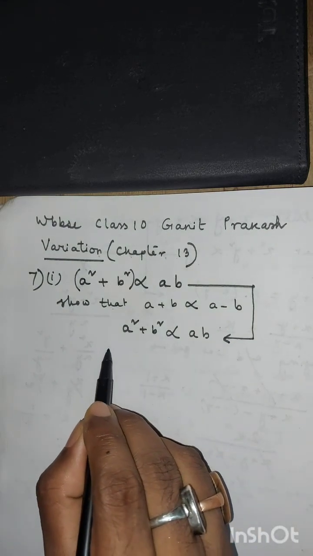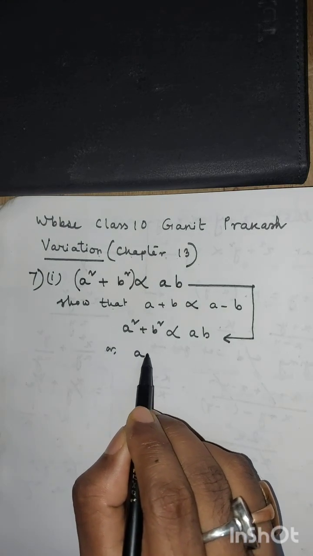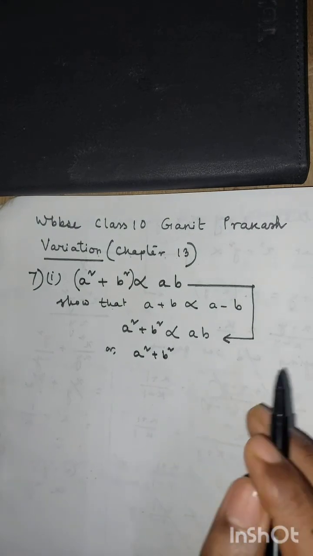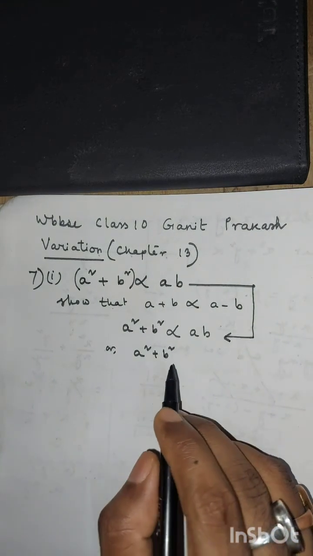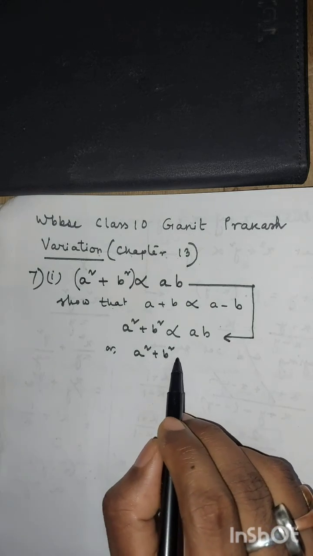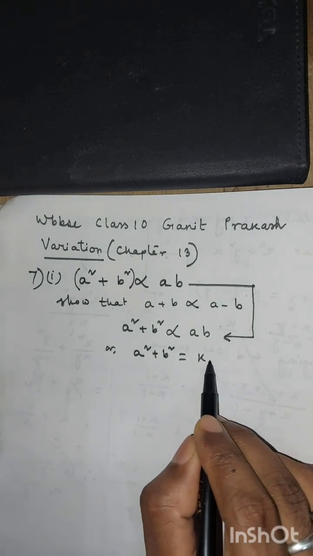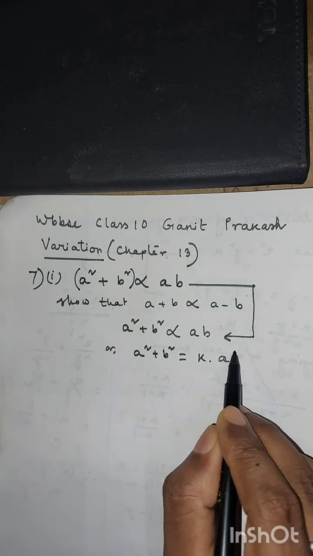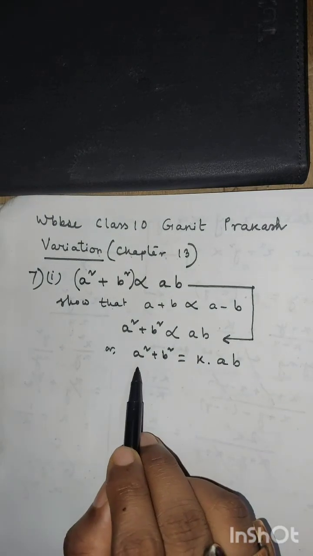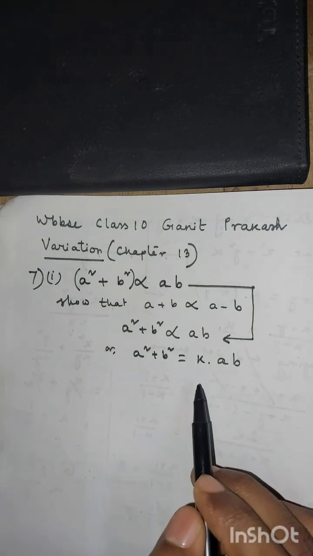And we can say a square plus b square, removing this variation sign, we can bring an equal to and a constant, and after that into ab. So this relation can be written as this. So it is converted to an equation.